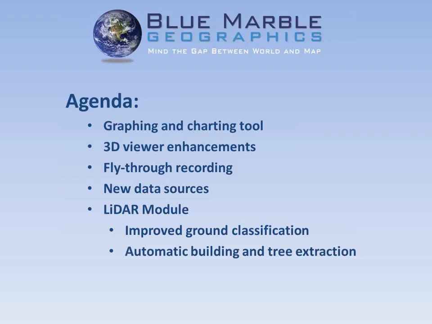Again, improved ground classification is one functional improvement. Automatic building and tree extraction is another. There's other things in there as well, and time dependent, we'll show you some of those new functions that have been added. And of course, much more in there as well. So a lot to cover in the next hour or so, or 50 minutes at this stage.